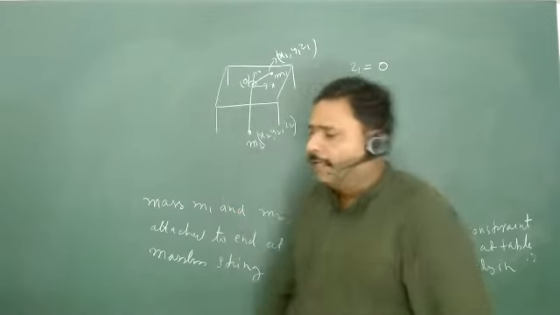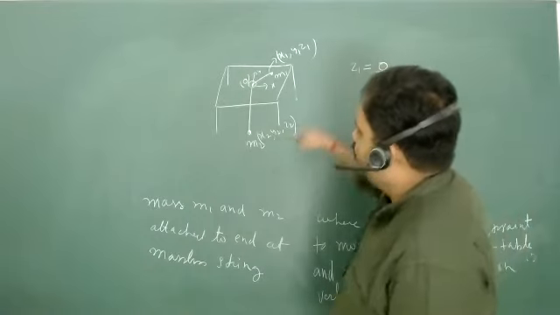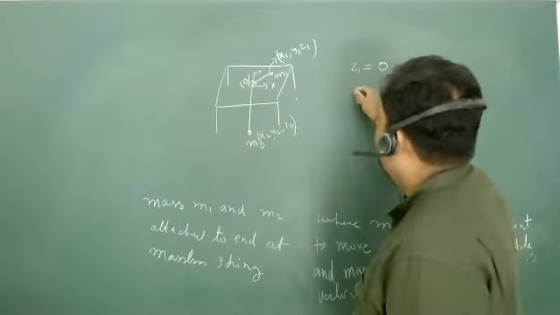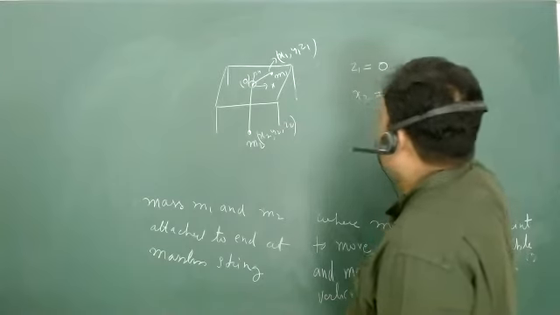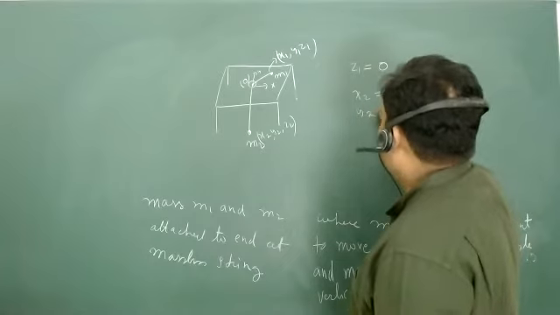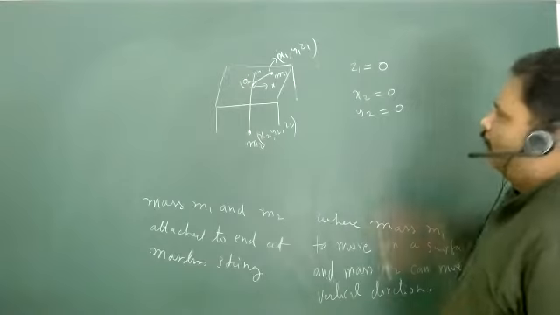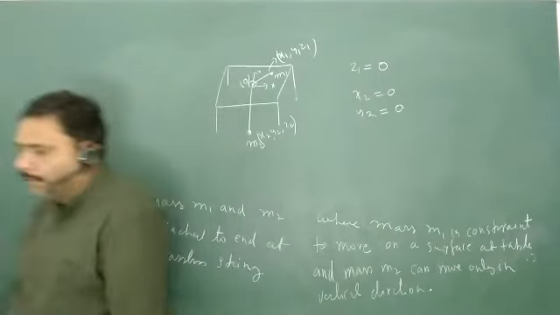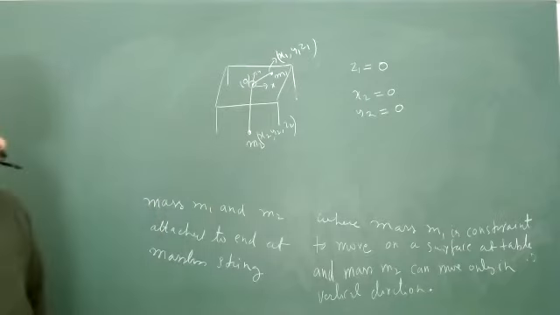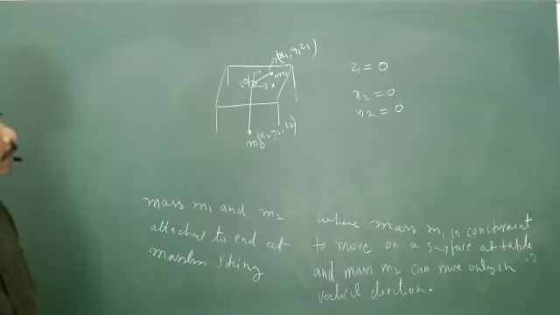Okay, so what is going to happen? z1 is equal to 0. And what about this one? Then obviously x2 is equal to 0 as well as y2 is equal to 0. Now, is this story enough for us? No, sir, this story is not enough. There should be one more constraint.